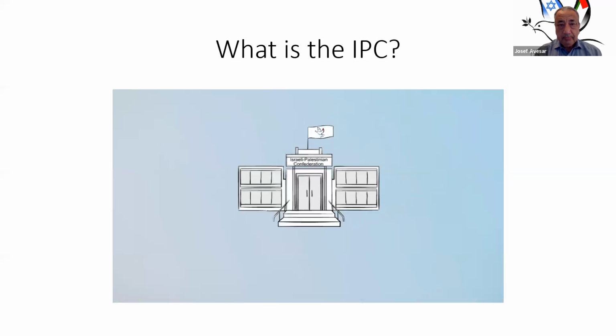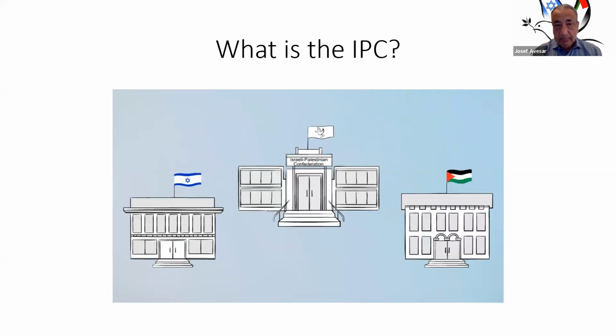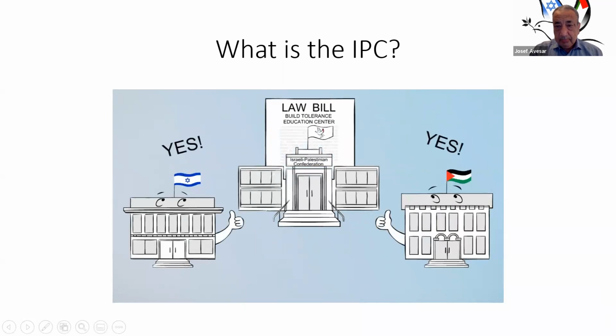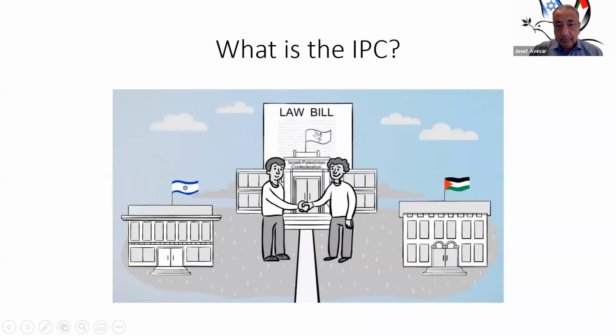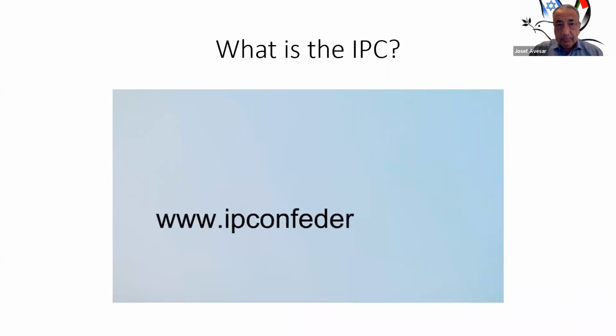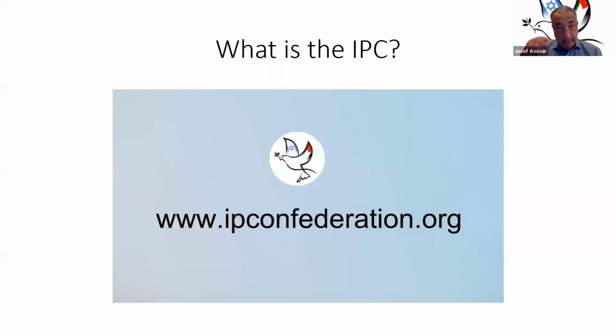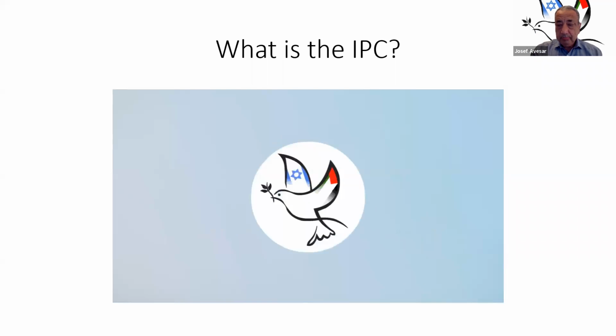Of course, the IPC won't undermine the political power of either the Israeli or the Palestinian government. At any time, Israel or Palestine may veto a law passed by the IPC. If neither side vetoes, the law is passed, and the two nations are another step closer to resolution. Please help us make this a reality. The Israeli-Palestinian Confederation. We might speak different languages, but we all mean the same thing.